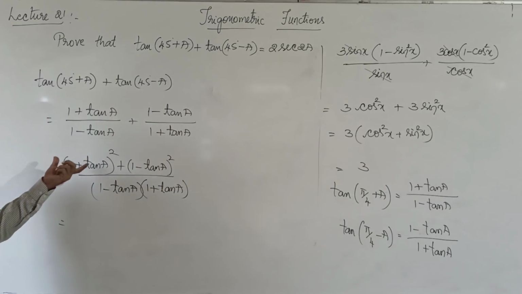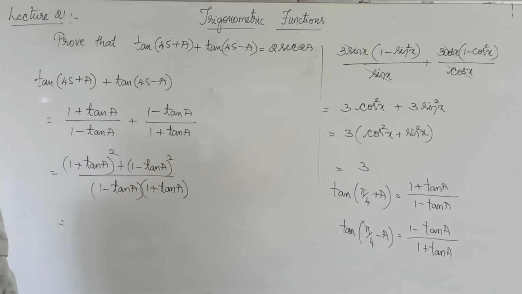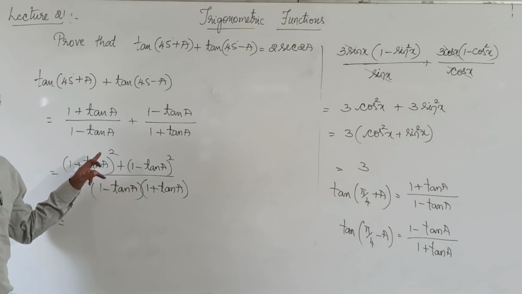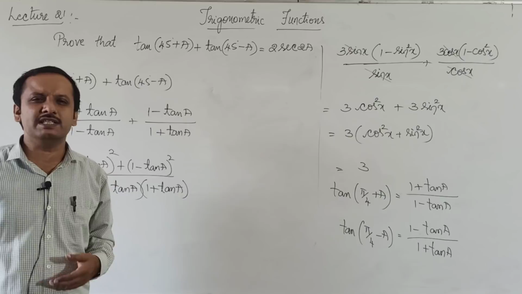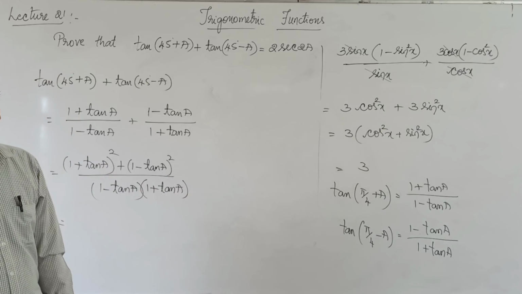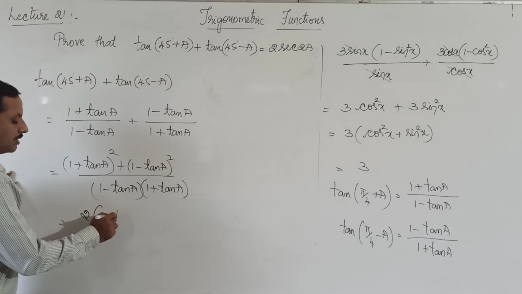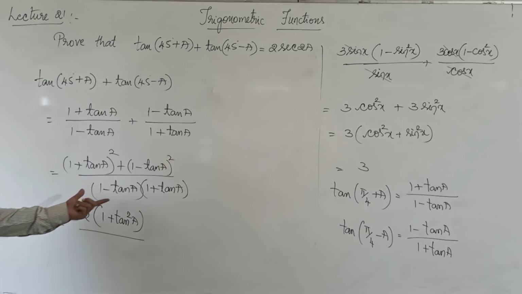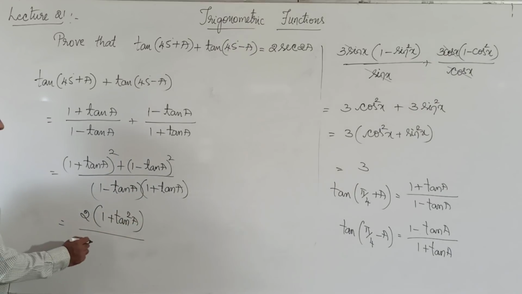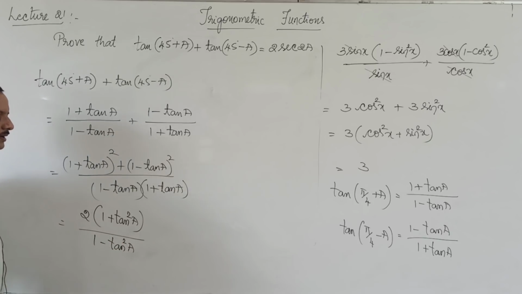The numerator is (a + b) whole square plus (a - b) whole square, which is equal to 2(a² + b²), because (a + b)² is a² + b² + 2ab, and (a - b)² is a² + b² - 2ab. When I add them, the 2ab gets cancelled. So this will become 2 into (1² + tan² A), divided by (1 - tan A)(1 + tan A), which is a² - b², that is 1 - tan² A.